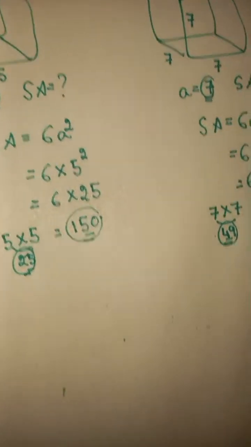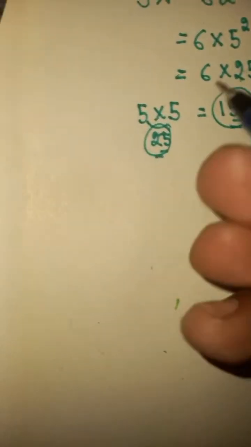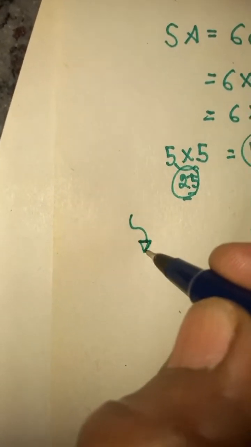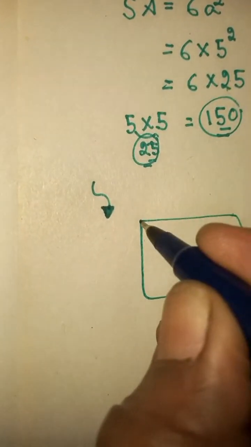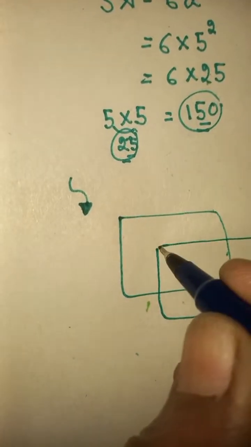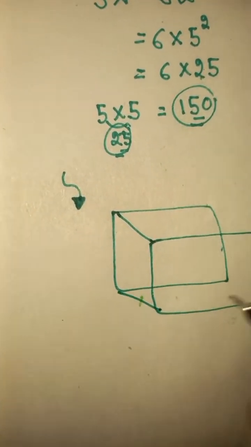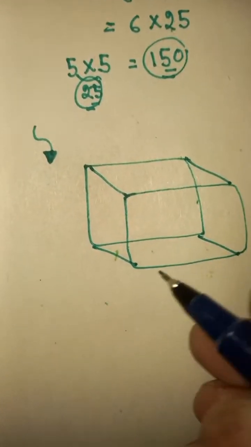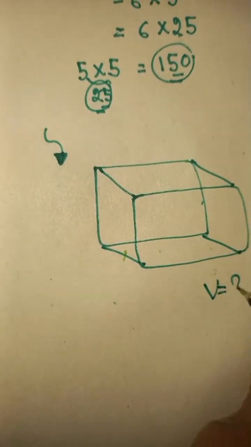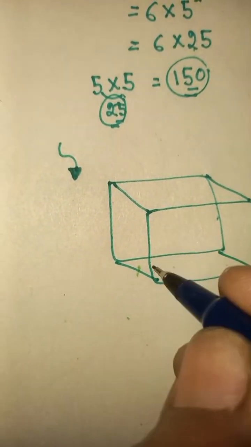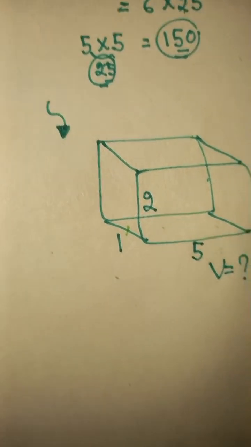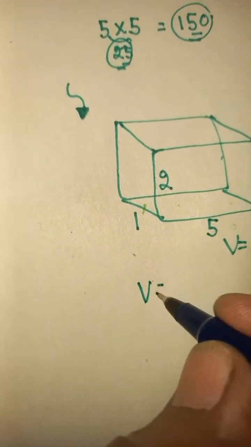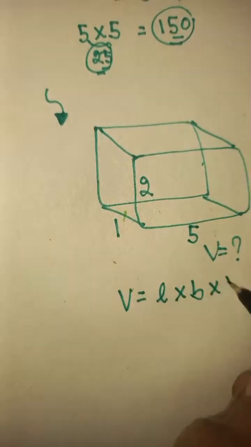Here all the cubes are over. Now I am going to tell how to find the volume of this cuboid. In a cuboid, let's first find out the volume of the cuboid. Here, volume of cuboids means you need to find the length, breadth, height, which they give as 1, 2, and 5 units. Now, the volume of the cuboid is length times breadth times height.